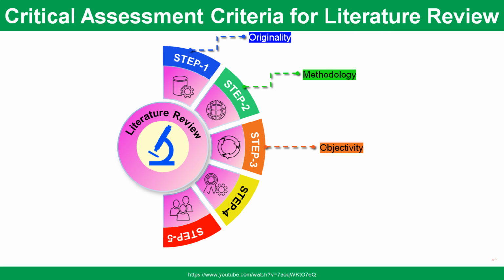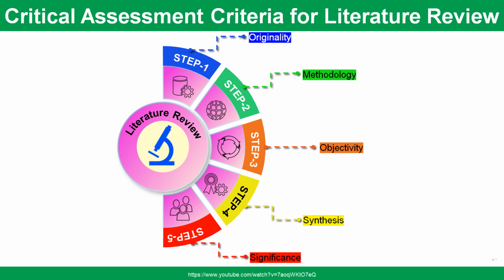Objectivity is essential in a literature review. Look for impartiality and fairness in presentation and interpretation of the literature, avoiding bias or subjective opinions. The ability to synthesize information from multiple sources is a key aspect of a literature review. Analyze how effectively the review integrates and connects findings from different studies to develop a comprehensive understanding of the topic.